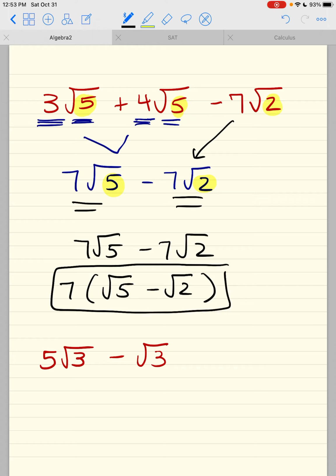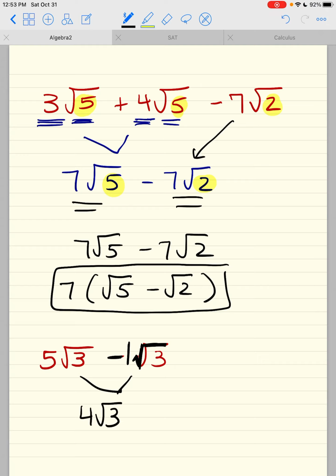What about something like this? Many students kind of keep this as 5 rad 3. What I want everyone to understand is that every number has a sign in front of it, and every square root has a number in front of it. So when there's no number there, I want you to put a 1 there. So this is actually very basic. 5 apples minus 1 apple is 4 apples.